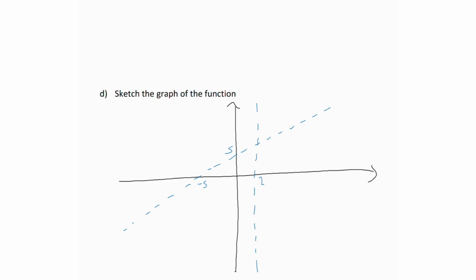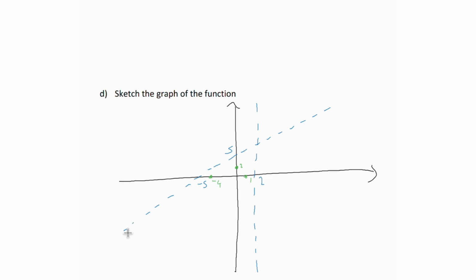And then we had some roots and a y-intercept. The y-intercept, let's do that one first, was at 2. So it's going to go through here at 2. And the roots were at 1 and minus 4. So it's going to go through here at 1. It's going to go through here at minus 4.